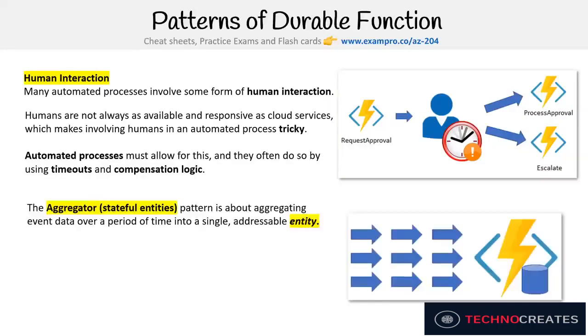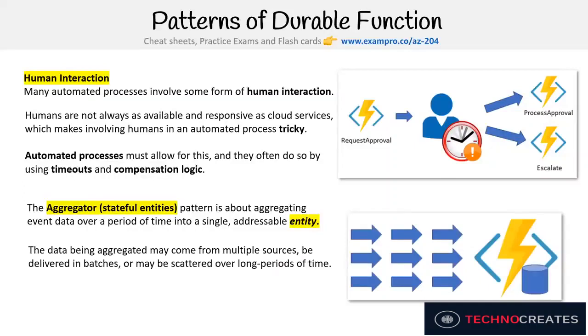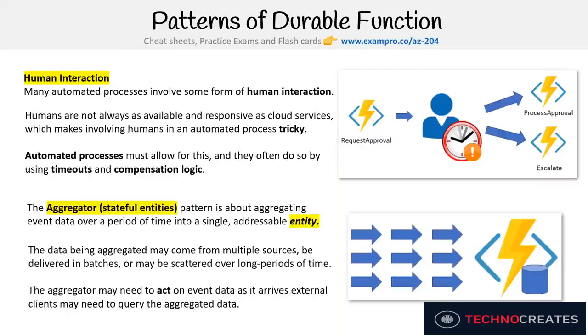Then we have aggregators, so stateful entities. This pattern is about aggregating event data over a period of time into a single addressable entity. The data being aggregated may come from multiple sources, be delivered in batches, or may be scattered over long periods of time. The aggregator may need to act on event data as it arrives. External clients may need to query the aggregator data. So there you go.